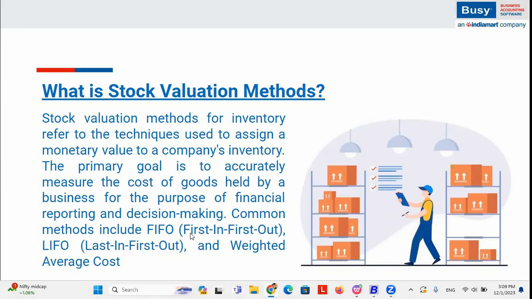The primary goal is to accurately measure the cost of goods. That means if you have purchased the material and if you have sold the material, it will also help you to maintain the cost of goods of those materials held by the business for the purpose of financial reporting and decision making also. If you understand how much cost of goods is available in your godown for your material, then you can take a decision accordingly in your business. So it also helps in financial reporting and decision making.